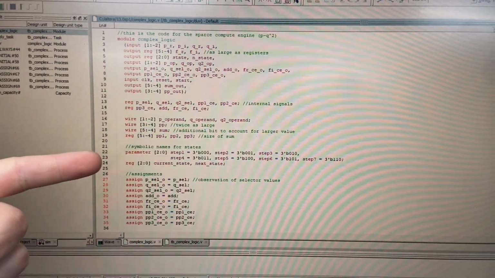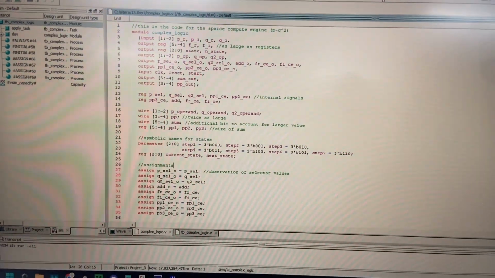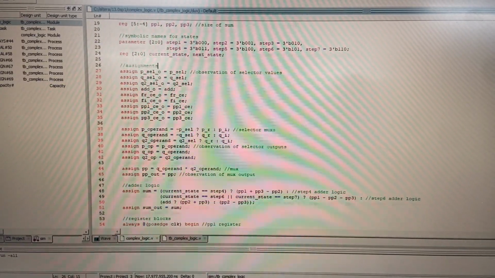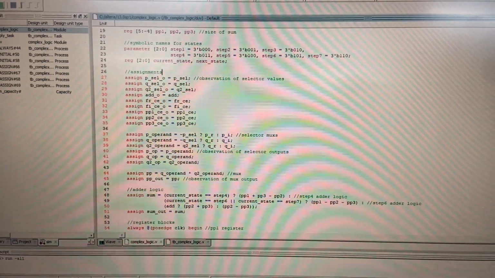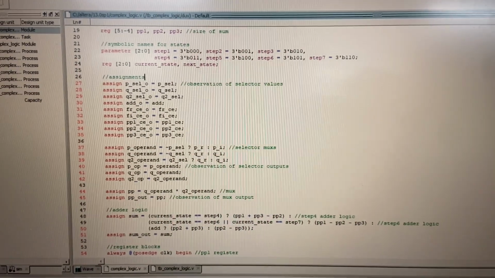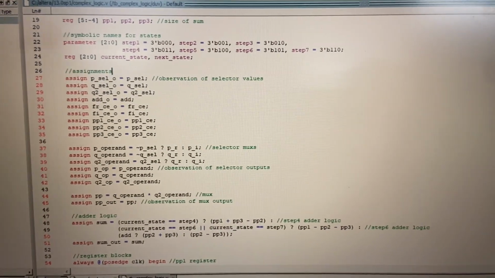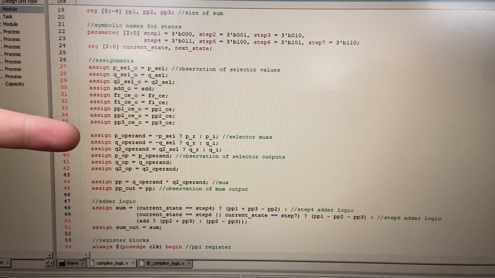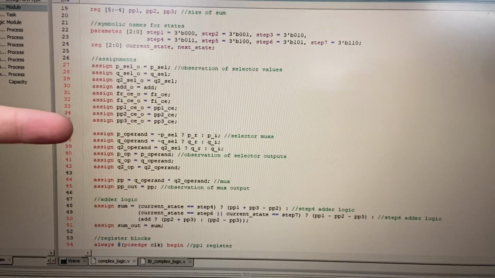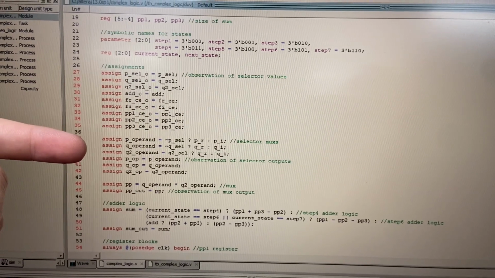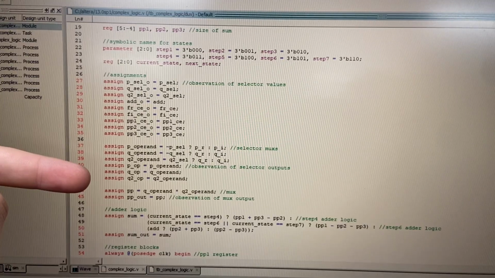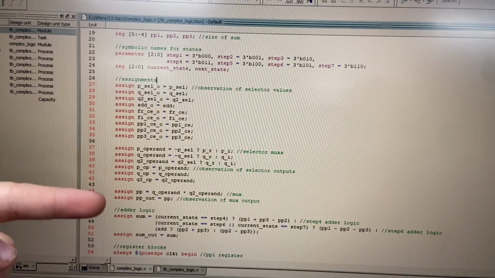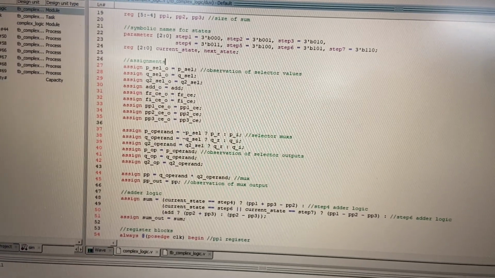Here we have the states, and down here we have the assignments, which there are a ton of observation outputs. So all of these are control observations. These are the assignments for the muxes. So it's saying the P operand, the Q operand, and then the Q2 operand. And then down here we have, again, more observations for the selectors. Here, this is the mux and the mux output so that I can see what I'm actually looking at.